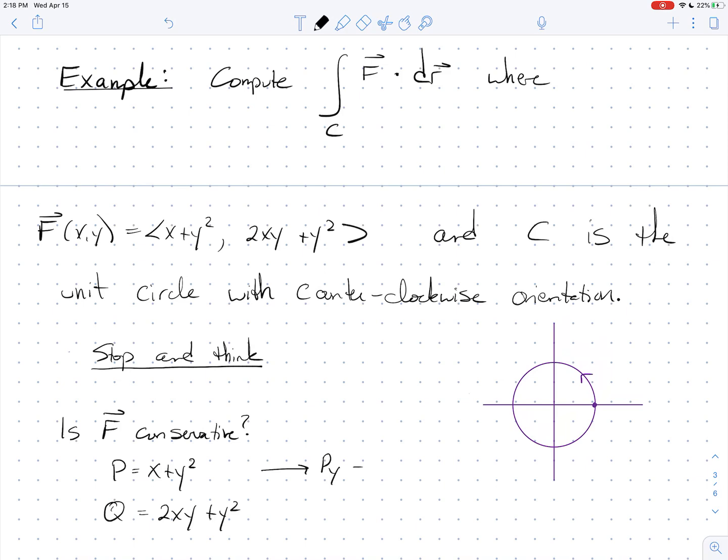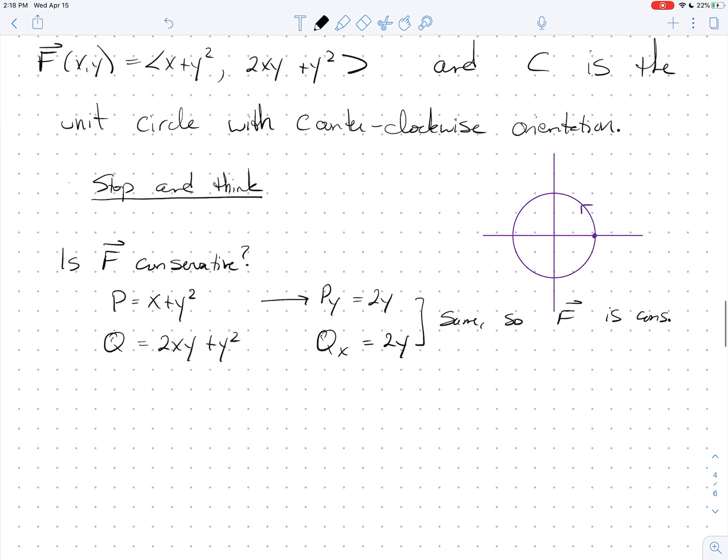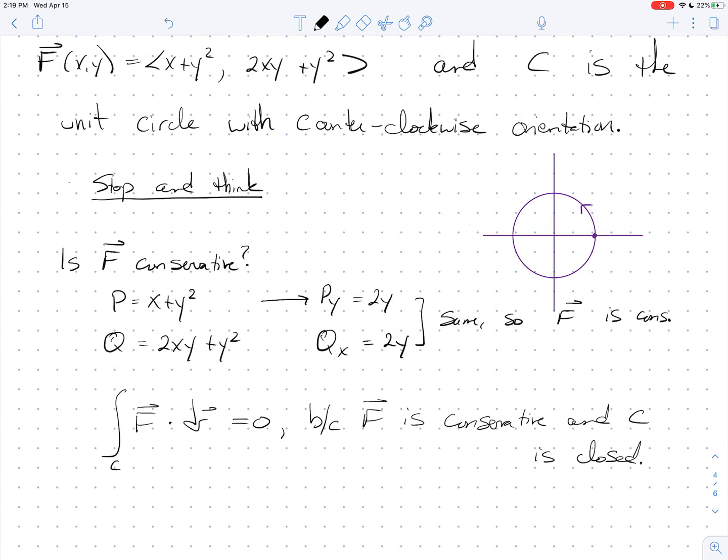And now we're just going to check what's P partial y. I get a 2y. What's Q partial x? I get a 2y. Look at that. They're the same. So now we know F is conservative. And so at this point, I can write down the answer. I can say, okay, the integral along C of F dot dr, that's just 0. Why? We should explain. Because F is conservative and C is closed. So the answer is 0, and we didn't have to parameterize C.